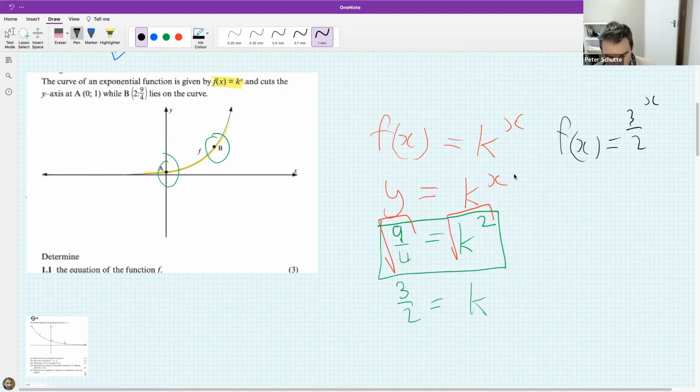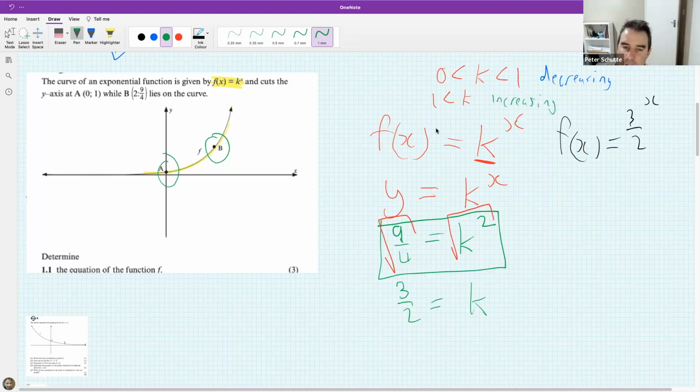Okay, now I want to do a little transformation. If k was negative, would it be a reflection? K is not allowed to be negative. So in this case, the value for k could only be between 0 and 1, in which case it would be decreasing. And in the case that we have, k is greater than 1. That's why we see that the graph here has an increasing shape. But we'll get to reflections in a moment.